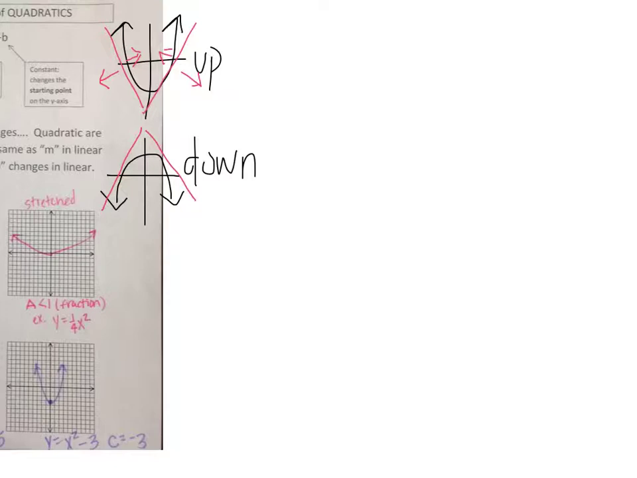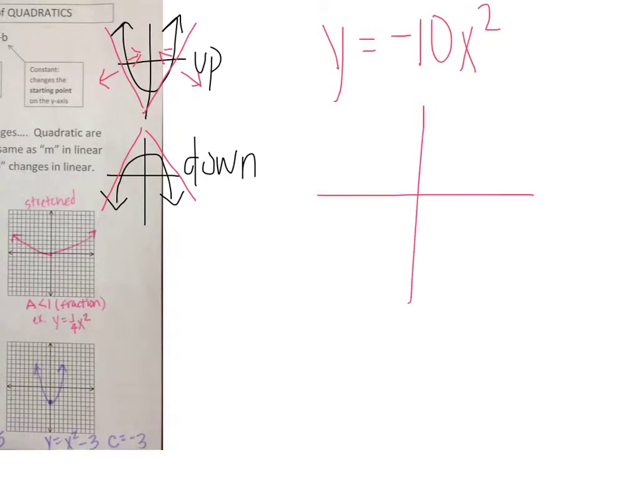Okay, let's look at another example. What if I had y equals negative 10x squared? Well, first of all, the negative tells me that it's going to be going down, and then 10 is a really big number, so think of that as putting a lot of pressure on that parabola. What that's going to do is really get it skinny. That's a lot of pressure, so it's going to be a really skinny parabola, and the reason it's opening down is because of that negative.